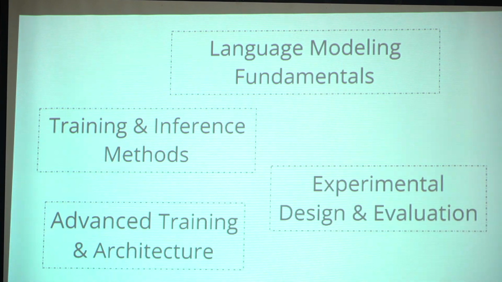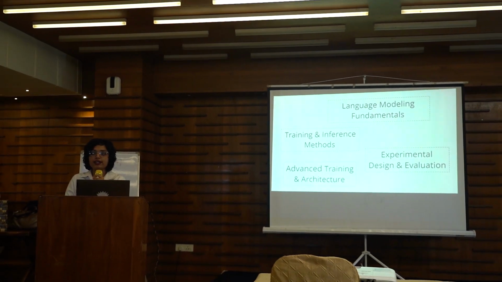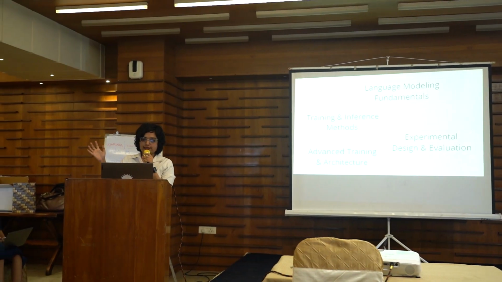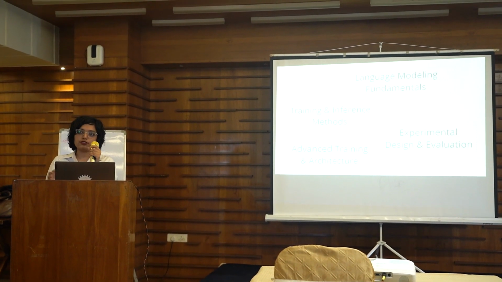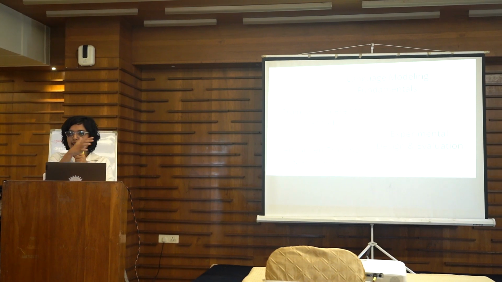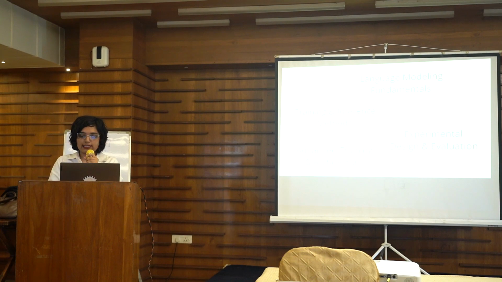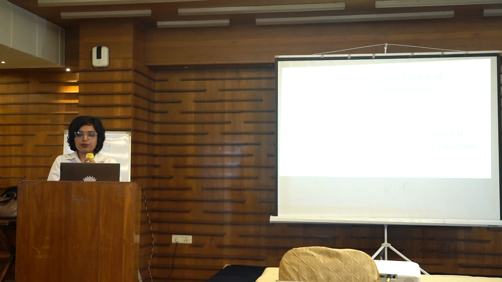So let me summarize what this means. Language modeling covers everything from word representations, word vectors, all these things, right? And all kinds of language models. Then we come to training and inference. So it is fine-tuning and supervised fine-tuning and pre-training, all these things. Then experimental design and evaluation covers RAG-based systems. So all these new architectures come into experimental design. And of course, evaluation covers responsible and explainable AI, all these things. And then we go to advanced training and architecture.